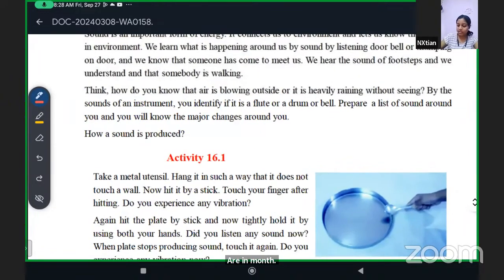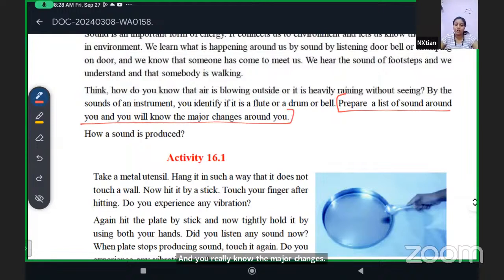So this is a little activity you can try out after class. Prepare a list of sounds around you, and you will know the major changes around. You can prepare a list of 3 to 4 sounds that you hear without looking, and you will know that only by listening you can tell that some changes are taking place around you. Okay.